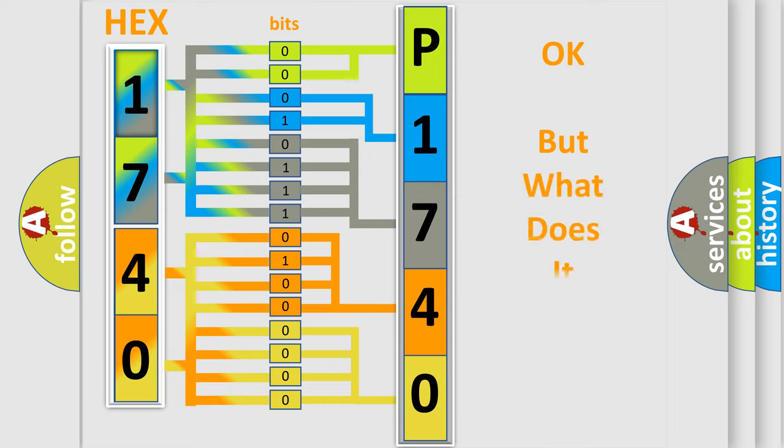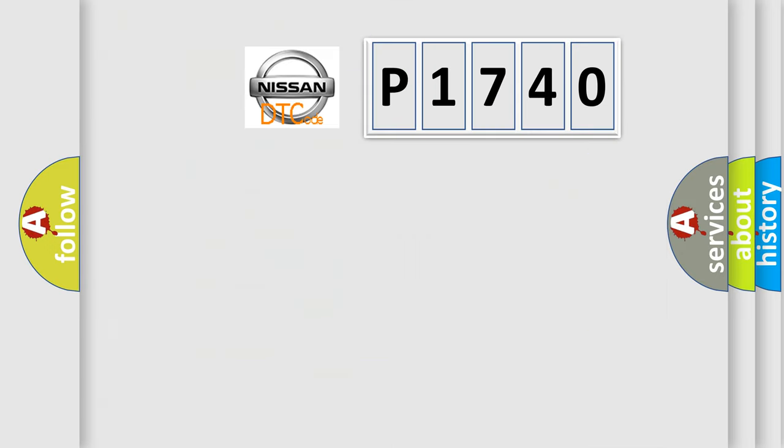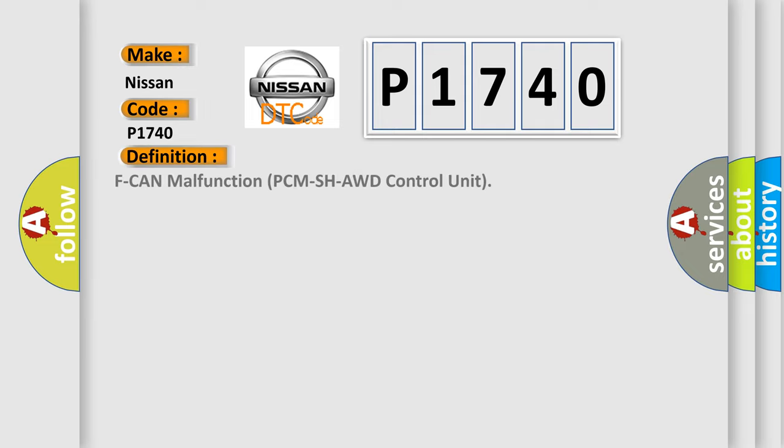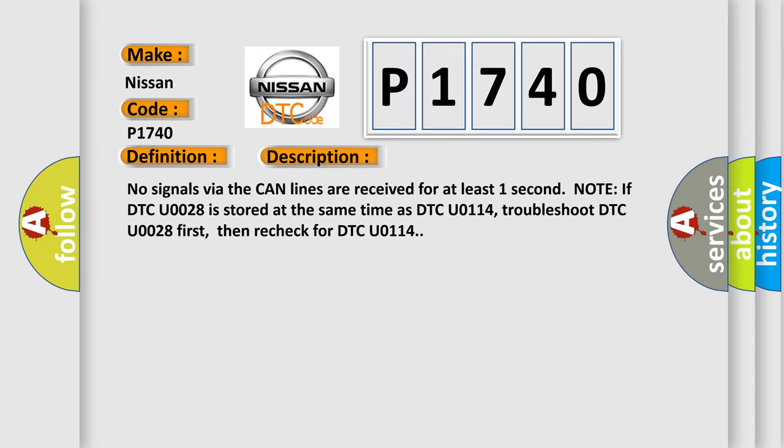The number itself does not make sense to us if we cannot assign information to what it actually expresses. So, what does the Diagnostic Trouble Code P1740 interpret specifically for Nissan? The basic definition is F-CAN malfunction PCM-SH-AWD control unit. And now this is a short description of this DTC code. No signals via the CAN lines are received for at least 1 second.